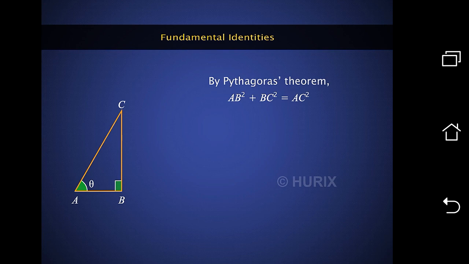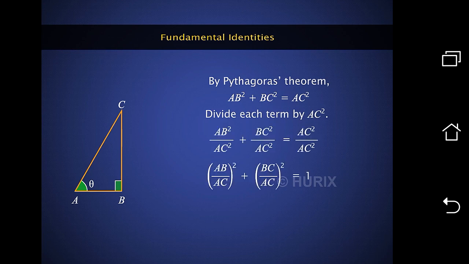Consider a right-angled triangle ABC. By Pythagoras' theorem, we can write AB squared plus BC squared is equal to AC squared. Divide each term by AC squared. What can you say about AB over AC and BC over AC? From triangle ABC, cos theta is equal to AB over AC and sine theta is equal to BC over AC. Thus, we get cos squared theta plus sine squared theta is equal to 1.